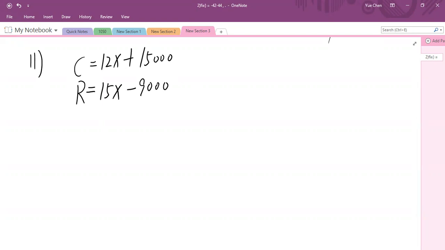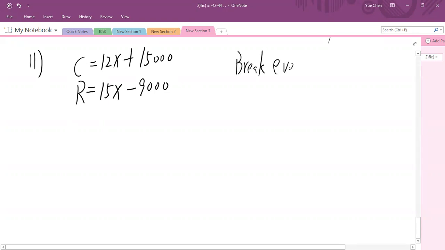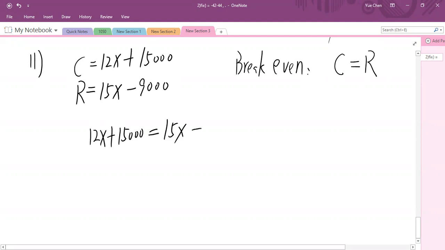So what does break even mean? We have talked about this many times. It means the cost equals the revenue. So we set up C equals R, which gives you 12x plus 15,000 equals 15x minus 9,000.